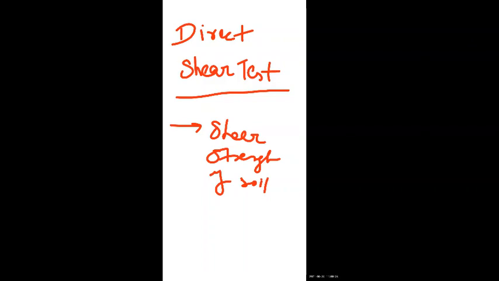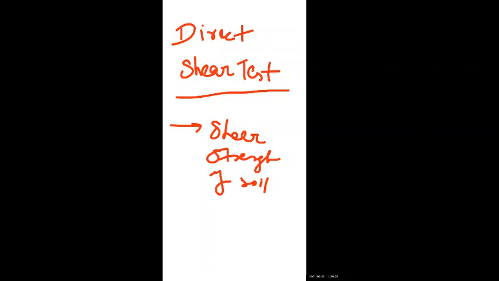So the direct shear test is the oldest shear test, but it is still in use and it is quite simple compared to other shear test methods. So this test is quite simple.